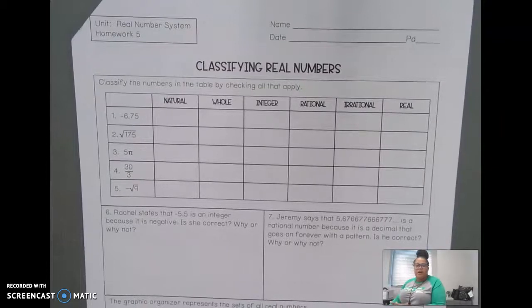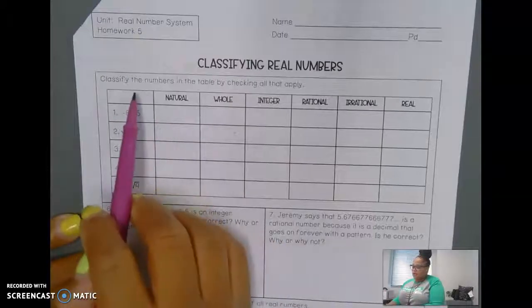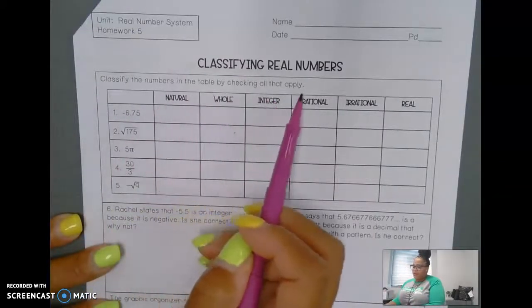I am continuing our notes on classifying real numbers. In case you missed this in class, or you weren't here, or you don't have something completely done, this is the time to get it. This says homework 5, but again, this is notes. We're classifying the numbers in the table by checking all that apply.